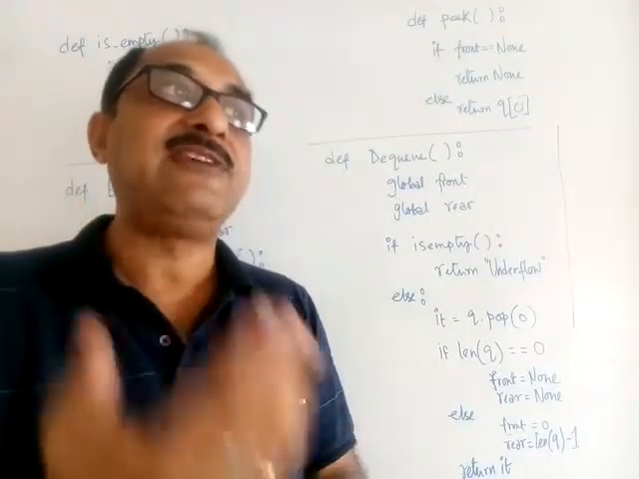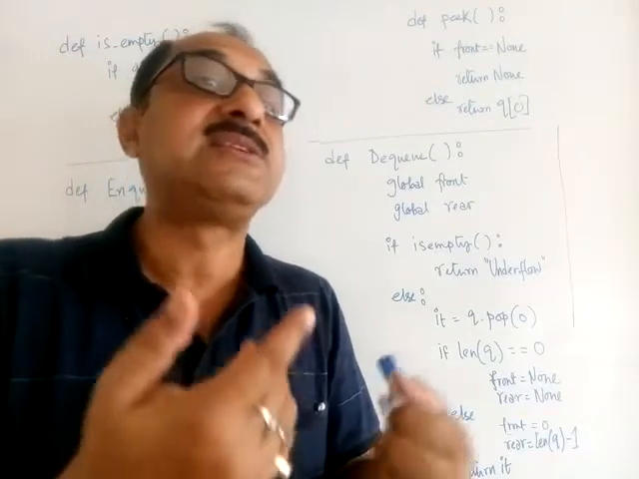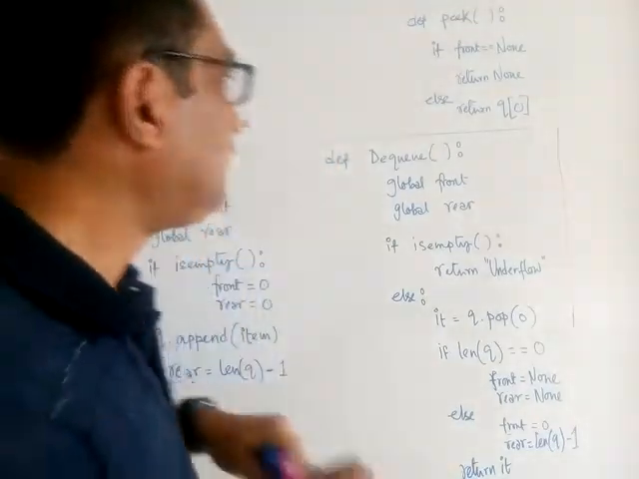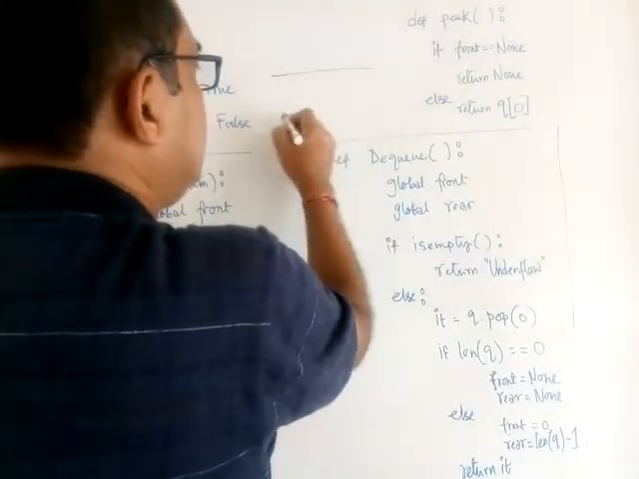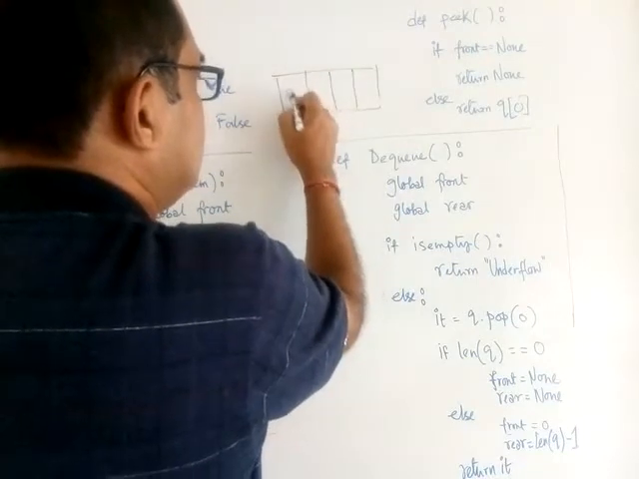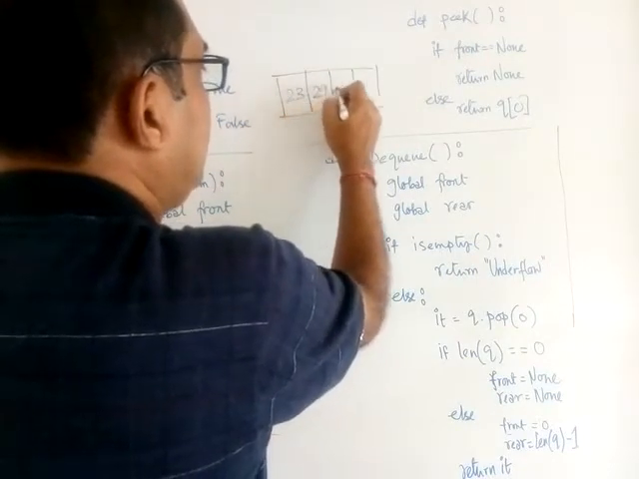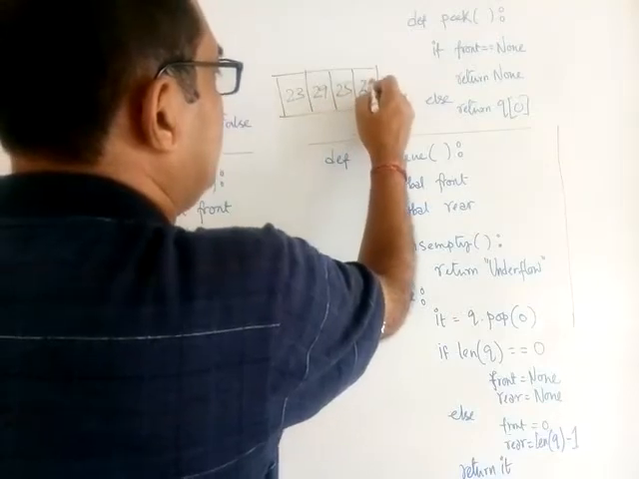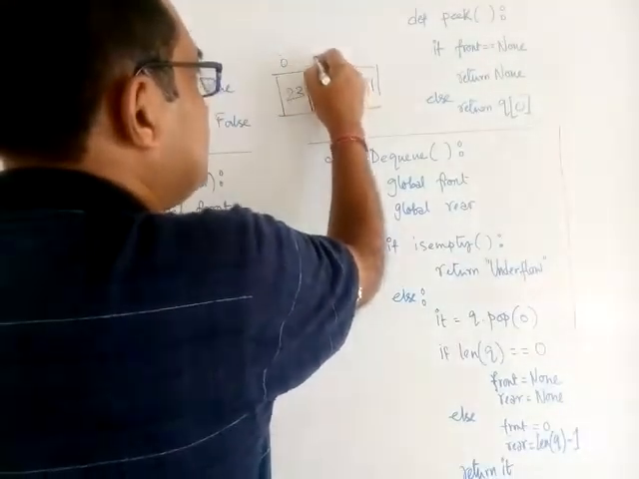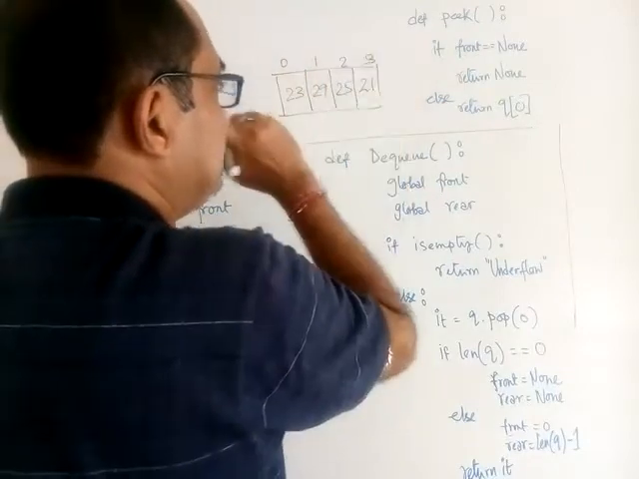Now the behavior of array and the behavior of list are not the same. I'm just giving you a small example. Say there is a list here with 4 cells. You have 23, 29, 25 and say 21. These 4 items were stored. This is 0th cell, this is first cell, this is second cell and this is third cell.